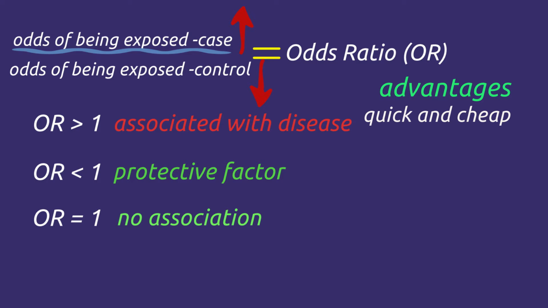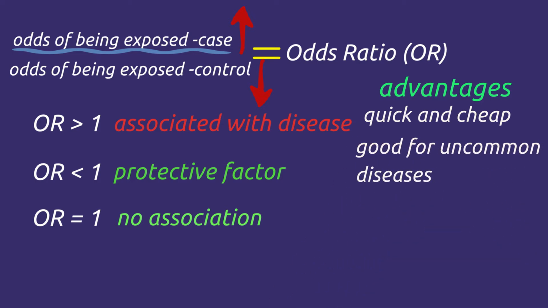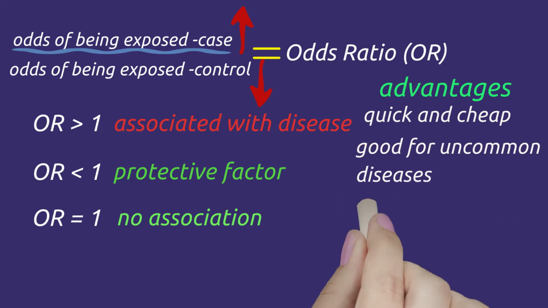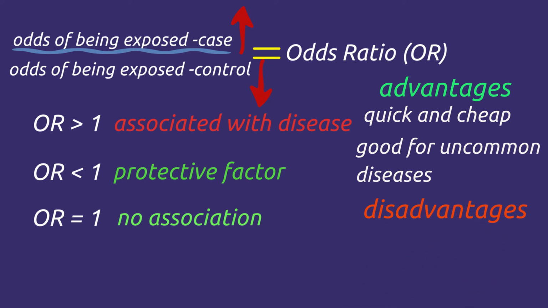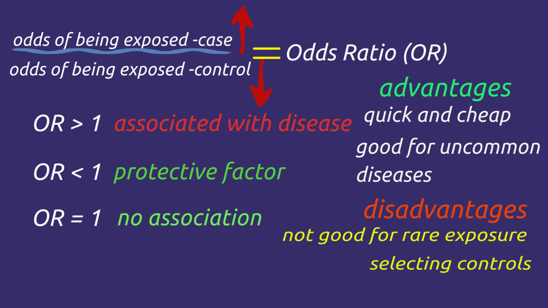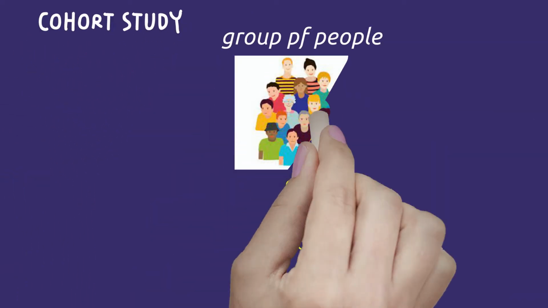Also, because they start off with cases, they can be used to study uncommon diseases. However, because the studies involve small numbers, they are not good to study rare exposure. One of the challenges in a case control study is to find suitably matched controls. Also, because studies ask about exposure in the past, people might not be able to recall their exposure accurately. Let's have a look at cohort studies.